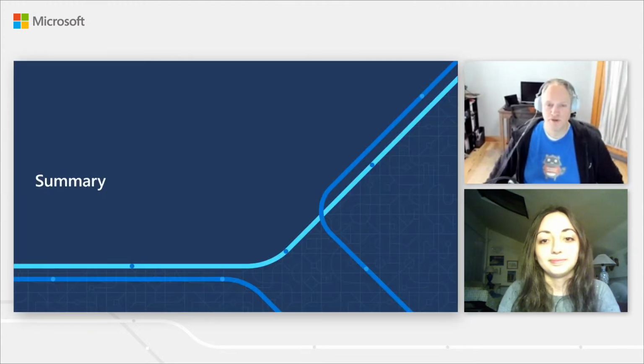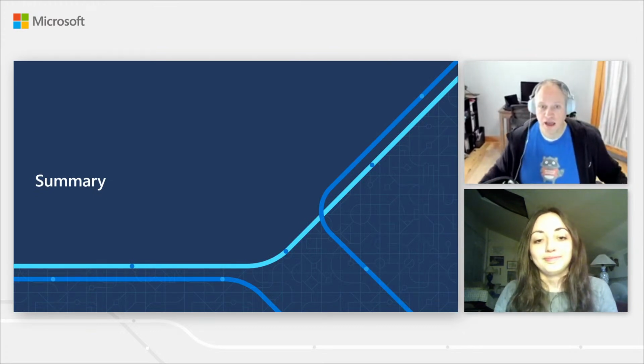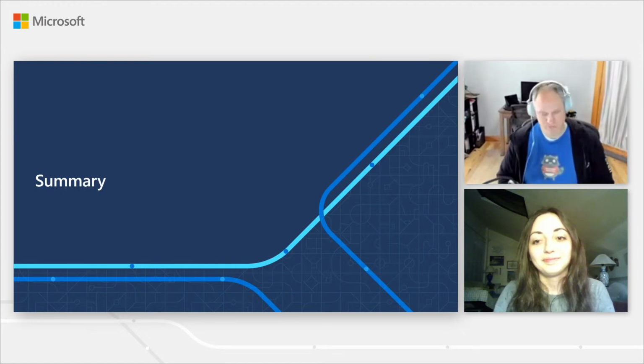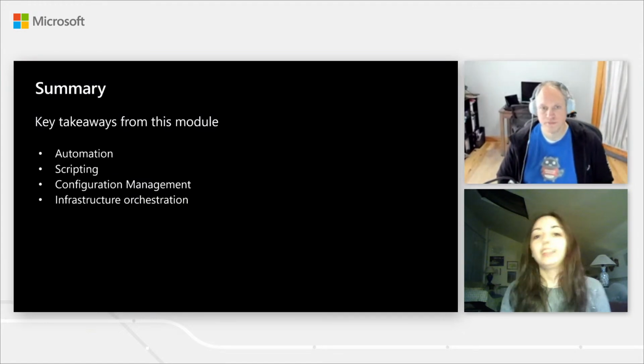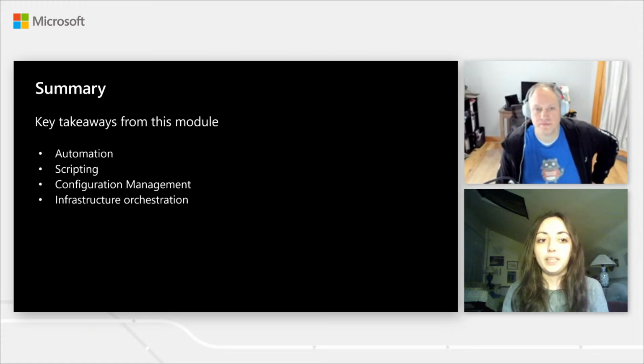So we've covered a lot of ground in the last hour and 15 minutes. How about we recap some of these important parts, Foteini? Yes, I'll do it. So in this session, we talk about cloud automation and the three forms of automation, which are scripting, configuration management, and infrastructure orchestration.